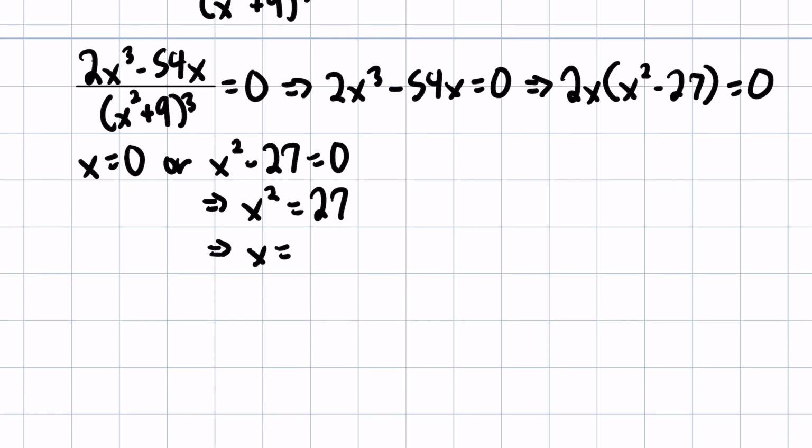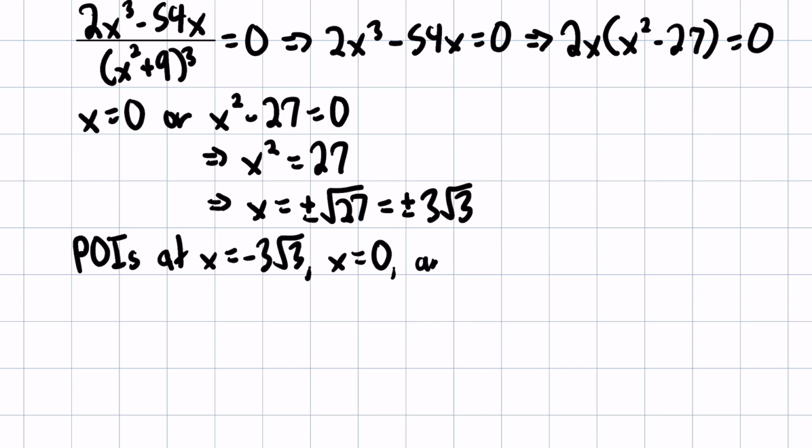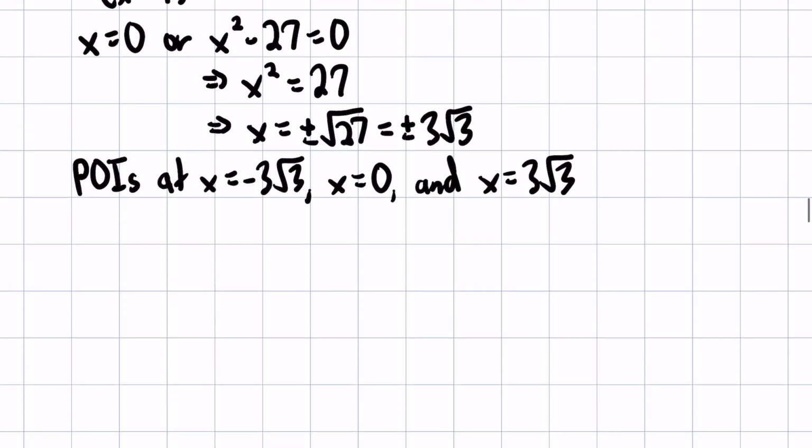So then x equals plus or minus the square root of 27, and we can simplify the square root of 27 because it has a 9 in it, and that's a perfect square. It can become plus or minus 3 root 3. So we have inflection points at x equals negative 3 root 3, x equals 0, and x equals 3 root 3. So I'm going to go ahead and draw a number line here. This time it's definitely not going to be to scale.